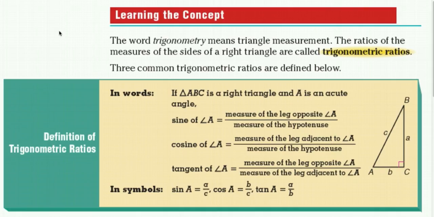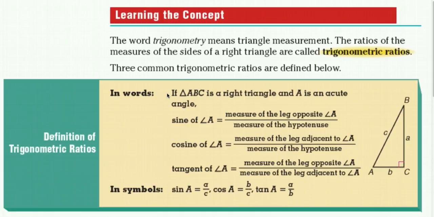Concept about trigonometric ratios. The word trigonometry means triangle measurement. The ratios of the measures of the sides of the right triangle are called trigonometric ratios. Three common trigonometric ratios are defined below. So when they say three common trigonometric ratios, these are the most commonly used ones, but there are six of them.